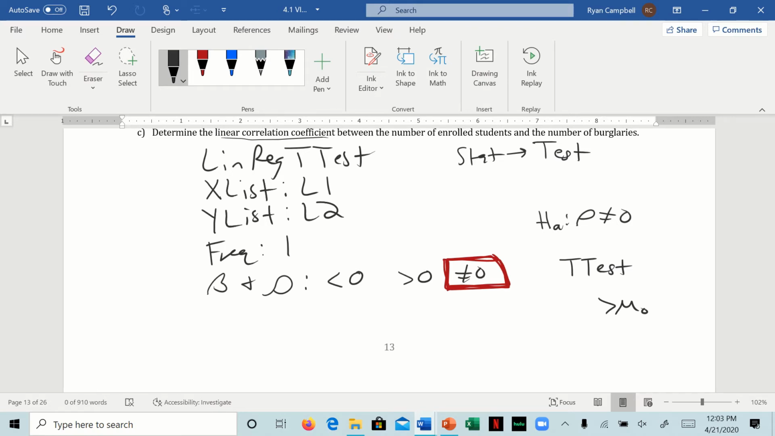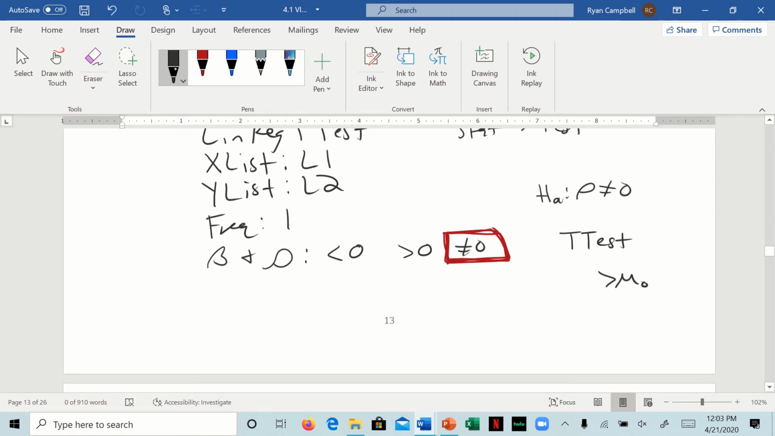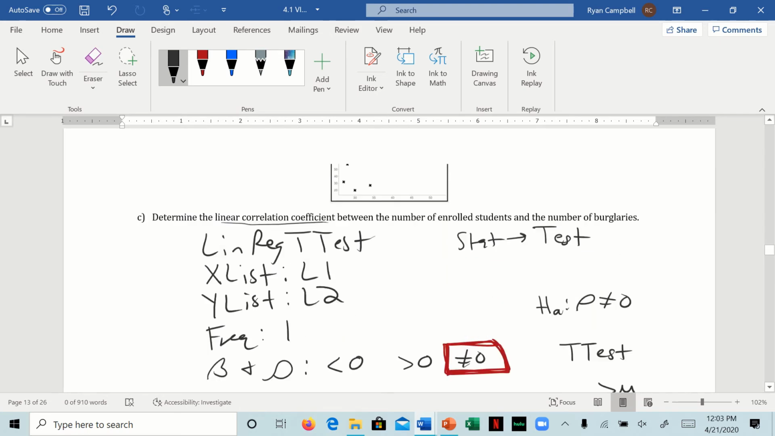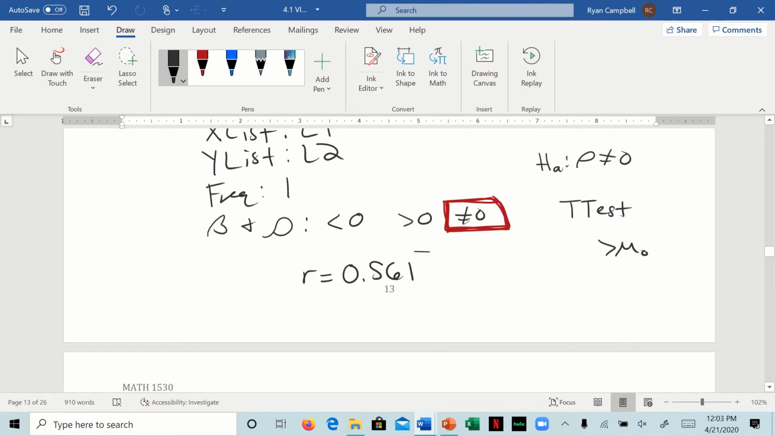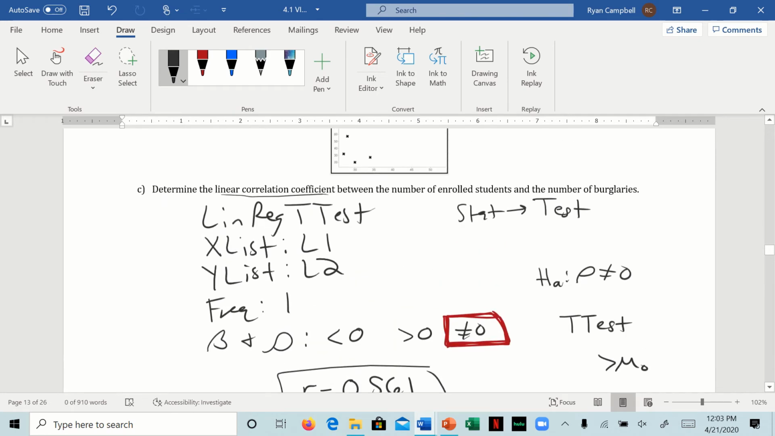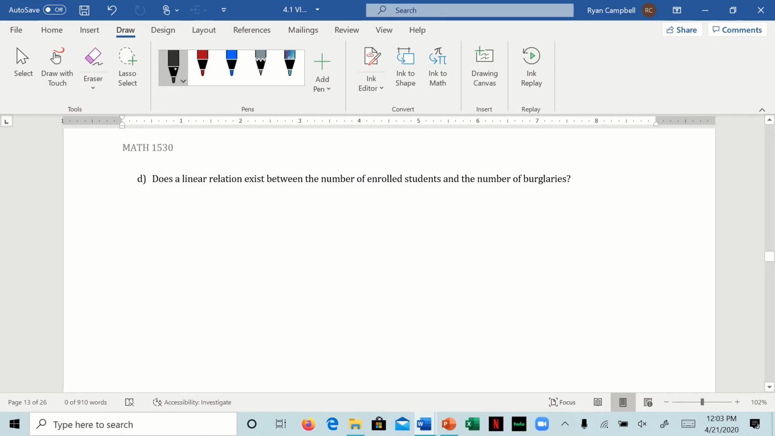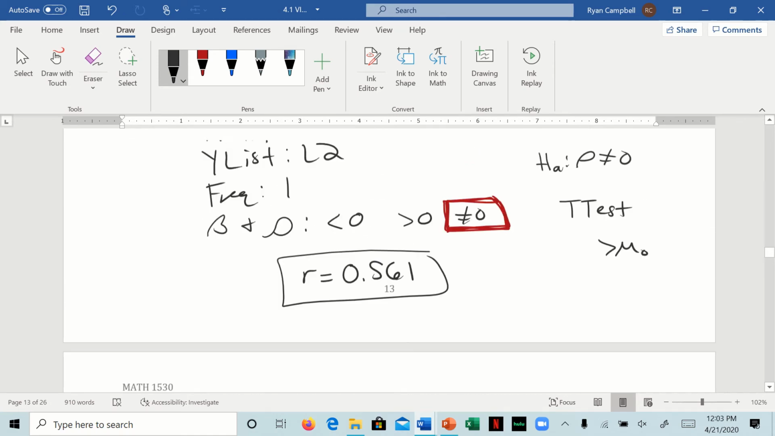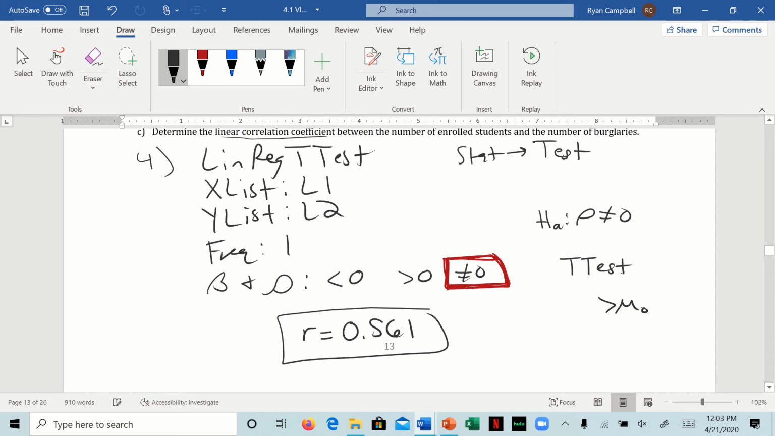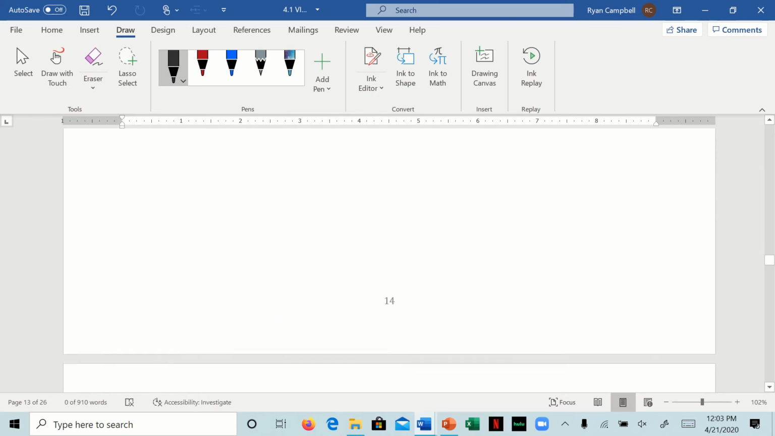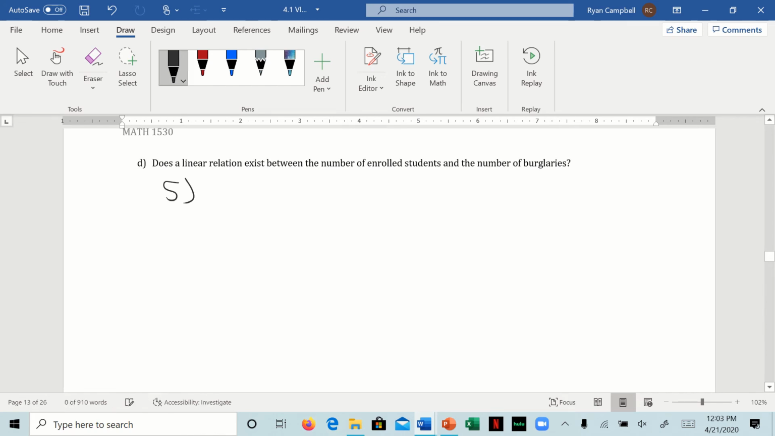Okay, so after we do this, when you go all the way down, you'll see that R, not R squared, just R, is 0.561. So it asks to find the linear correlation coefficient, and this is what it is, 0.561. Now it says, does the linear correlation exist? Well, we got to keep going. So these are the first 4 steps, right? We already talked about the first 3 steps. Now we got 4. So let's talk about step 5 for the hypothesis testing. P-value. So if you go back all the way up, you'll see that the p-value is 0.0914.